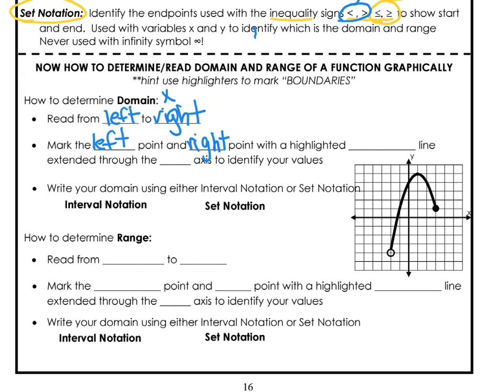Okay. With a highlighted, and you can use a vertical line. You don't have to do this. It's just a way that sometimes it makes it easier to tell domain and range. And you're going to extend it through the x-axis to identify your x values on the left and the right-hand side. Okay. Write your domain using interval notation or set notation.